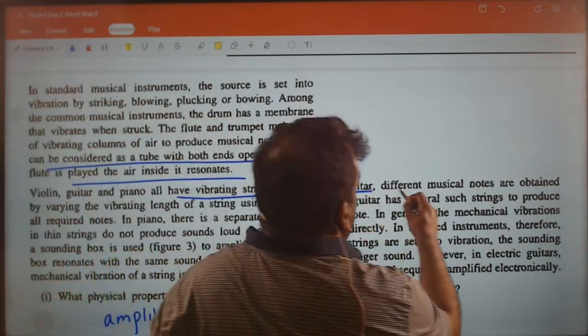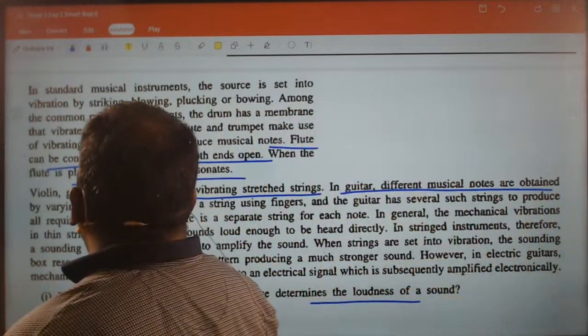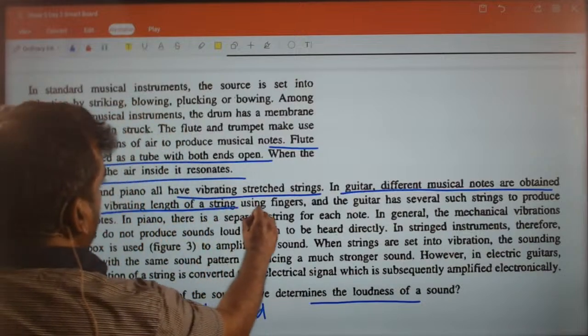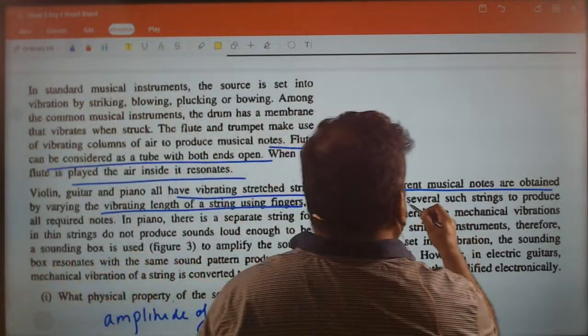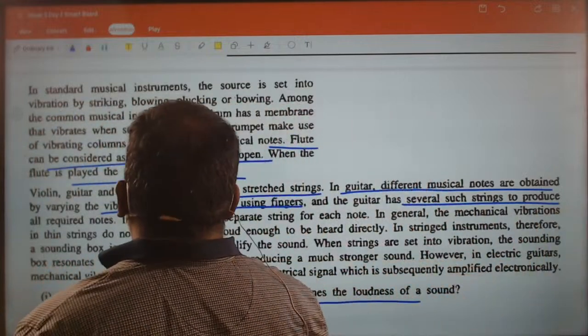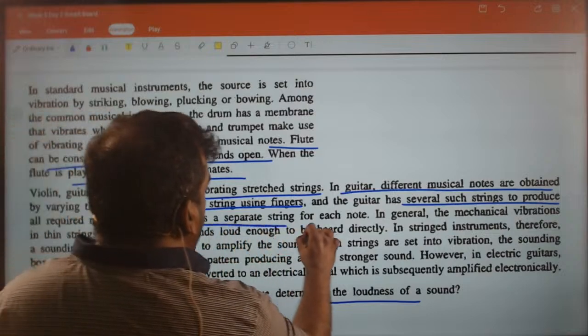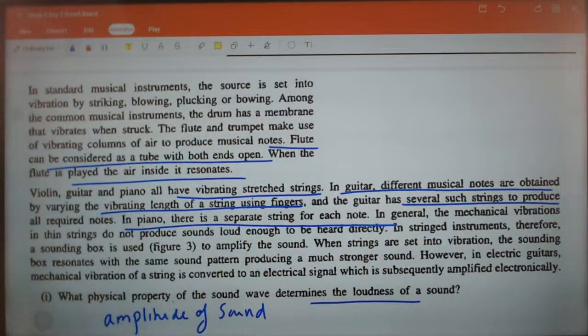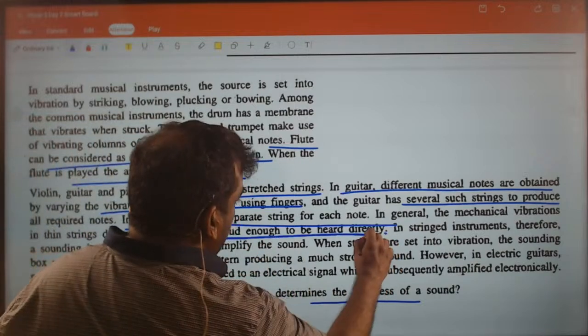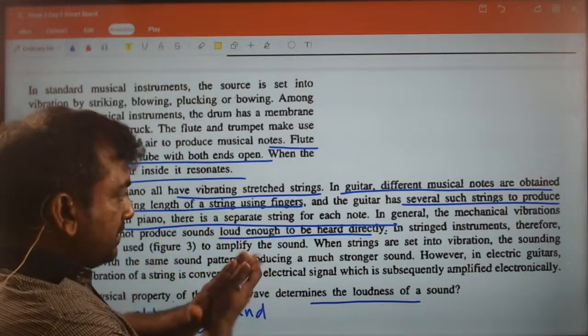In a guitar, different musical notes are obtained by changing the vibrating length of a string using fingers. The guitar has several such strings to produce the required notes. In a piano, there is a separate string for each note. In general, the mechanical vibrations in thin strings do not produce a sound loud enough to be heard. Thinner the string, smaller the diameter.